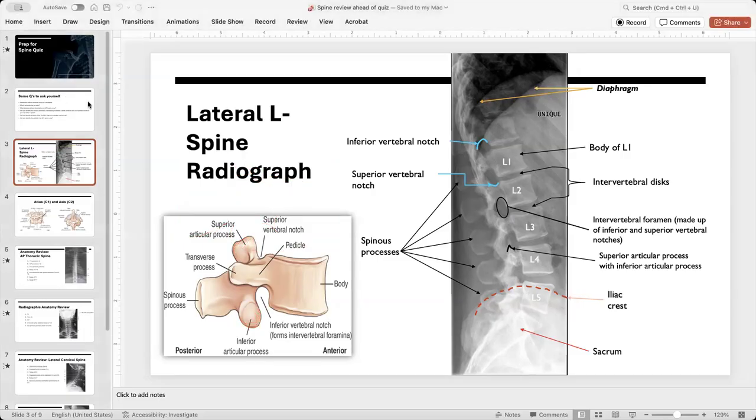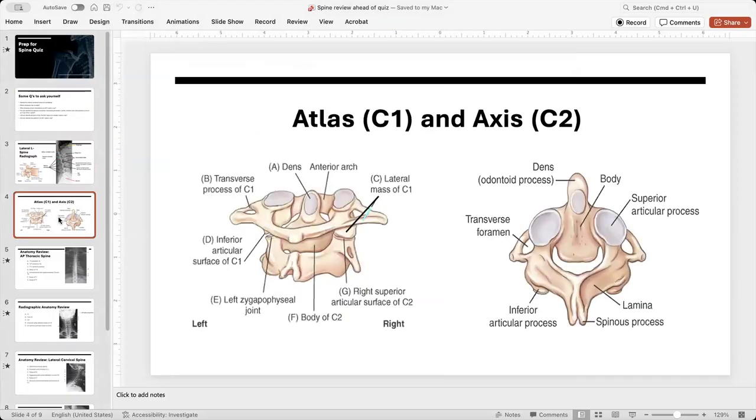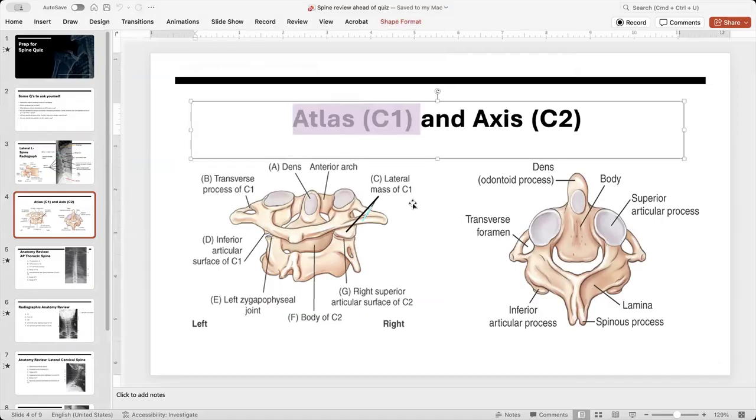Okay. Next question to ask ourselves, which vertebrae has no body? We talked about this for a little while in class. Remember that C1 or Atlas does not have a body. It's the only one that doesn't. What it has instead is an anterior arch, which is here around the dens, and then a posterior arch. There's also a little tubercle there on the back, but remember, there's no body. There's just anterior and posterior arches.